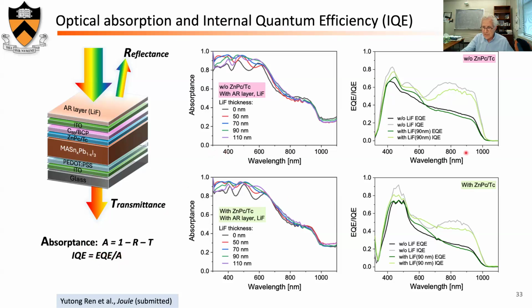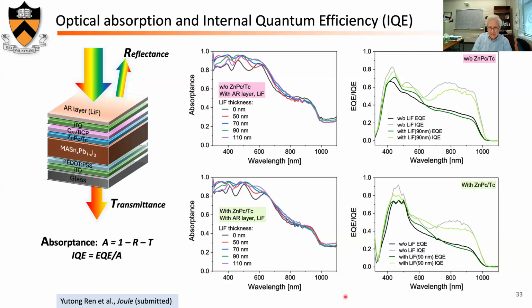And you can see out of these different slides that both, of course, the EQE, but also the internal quantum efficiency, when we have the zinc PC tetrazine, increases significantly in the region of absorption of the tetrazine.